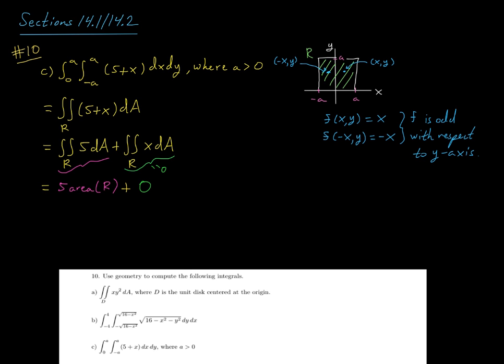So then to finish that all off, what's the area of our rectangle? Well, this is 2a, and this is a. So the area there would be 2a squared, times 5. This would be 10a squared. And that's going to do it. All right, great.